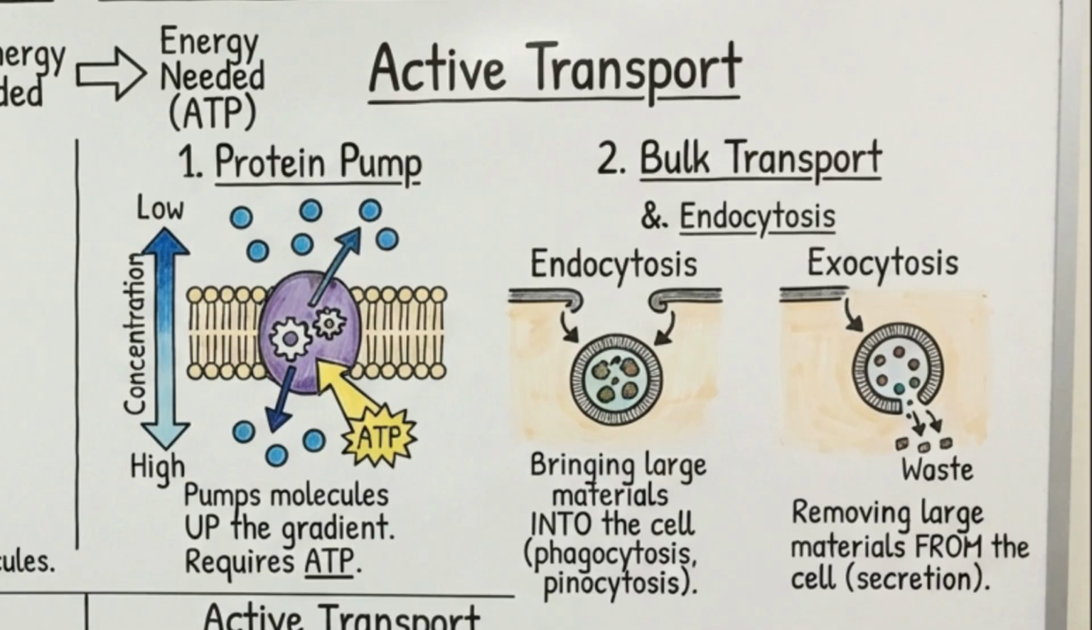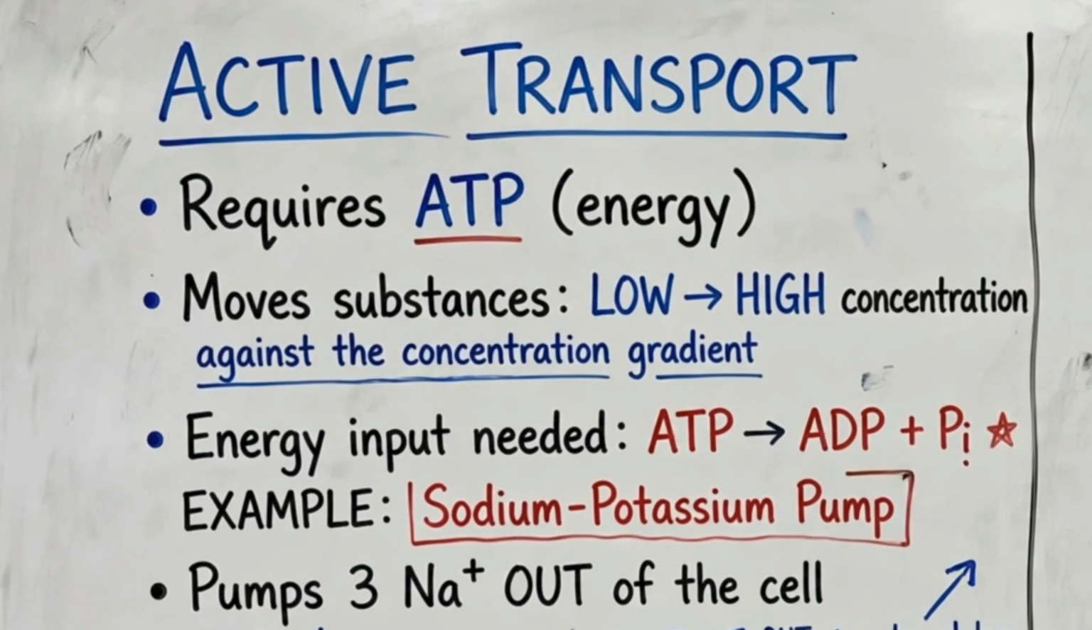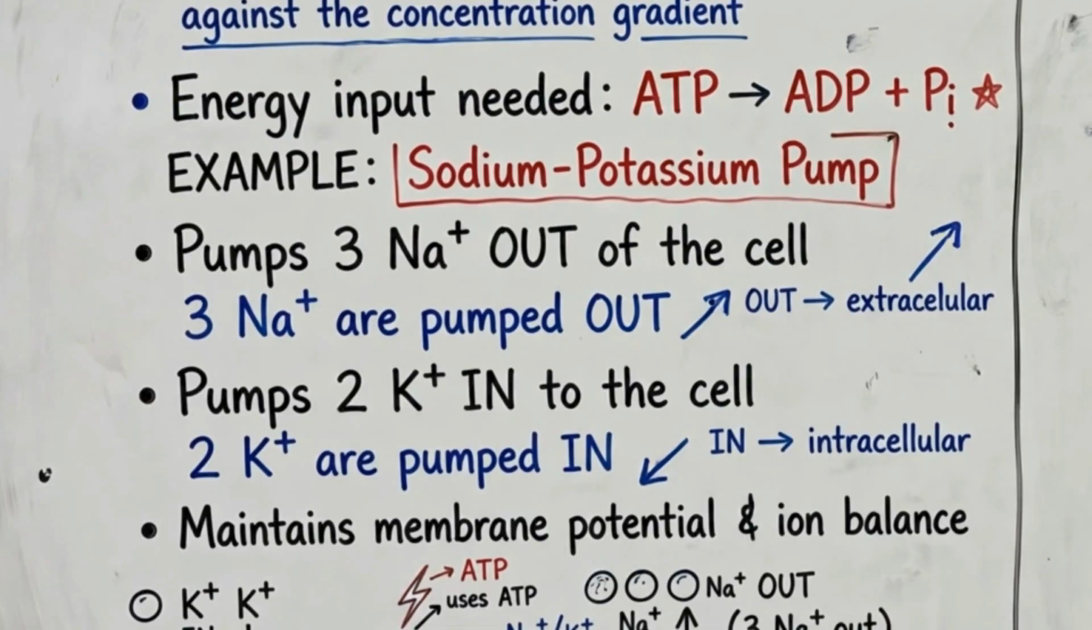Second, what happens when a cell absolutely must push against that natural flow? Well, think of bailing water from a sinking boat. Pushing things exactly where they don't want to go takes serious, constant work. Active transport requires ATP to force molecules from a low to high concentration. The sodium-potassium pump is a prime example, using ATP to pump 3 sodium ions out while pumping 2 potassium ions in.